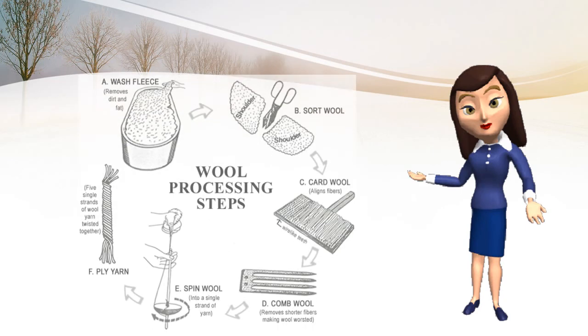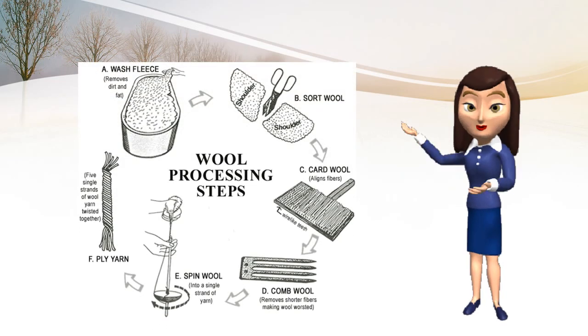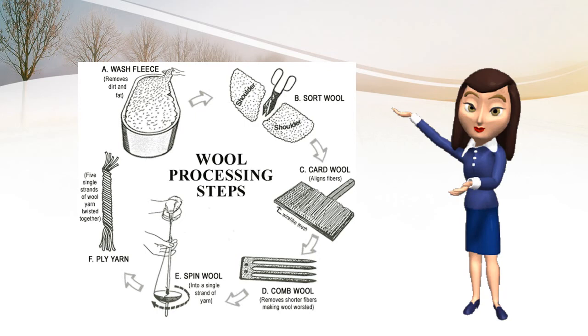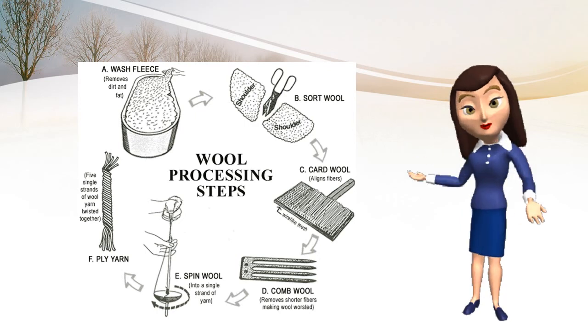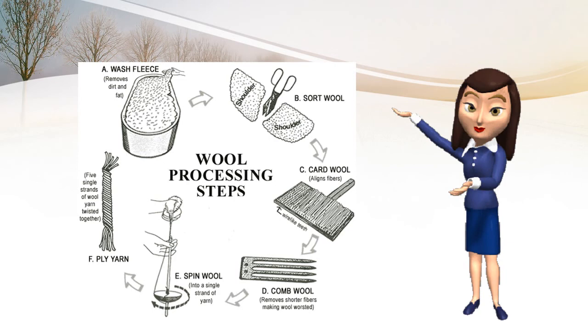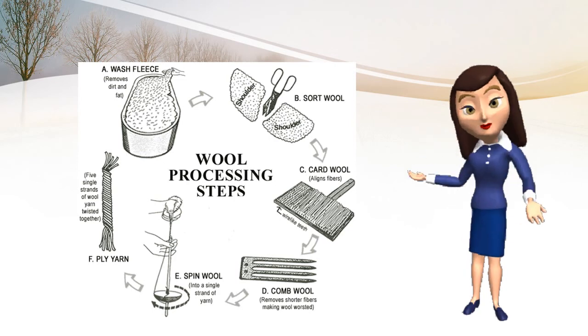So students, I would like to conclude this lesson by saying that there are 6 steps involved in the processing of wool. Number 1, rearing and breeding. Number 2, shearing. Number 3, scurrying. Number 4, sorting. Number 5, dyeing.